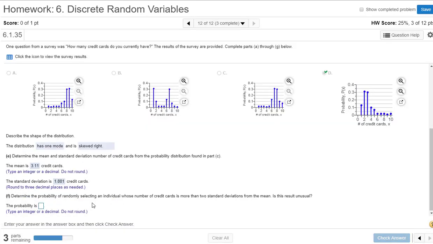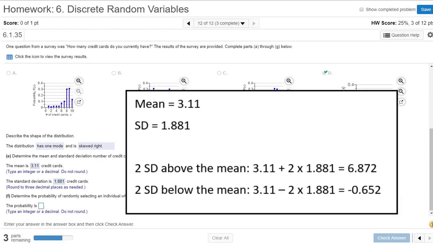Determine the probability of randomly selecting an individual whose number of credit cards is more than 2 standard deviations from the mean. Is this result unusual? Okay, so we can see here we have the mean of 3.11, standard deviation of 1.881. So 2 standard deviations above the mean is 3.11 plus 2 times 1.881, which is 6.872. And 2 standard deviations below the mean is 3.11 minus 2 times 1.881, which is negative 0.652. So we want to know more than 2 standard deviations from the mean. So that means above and below, but we can't be below, so our cut score was a negative on this one.